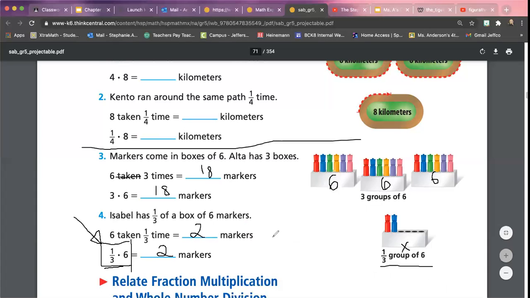Another way to think about this is, I know if it's thirds, it takes 3 of them to make a whole. I know that, and we've done that since probably 3rd grade at this point. We know that 1/3 plus 1/3 plus 1/3 equals a whole, right? So in this case, we know it needs to equal 6. There's 6 markers in total. So I know something plus something plus something equals 6. Well, I know that 2 times 3 is 6, so I know that 2 plus 2 plus 2 equals 6. So 1/3 of 6 is 2.